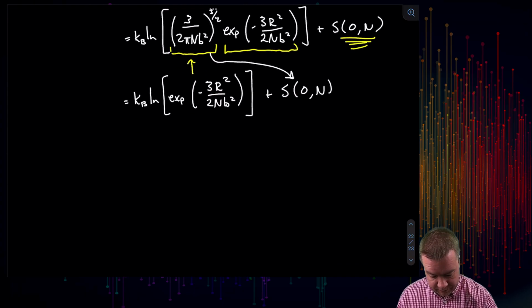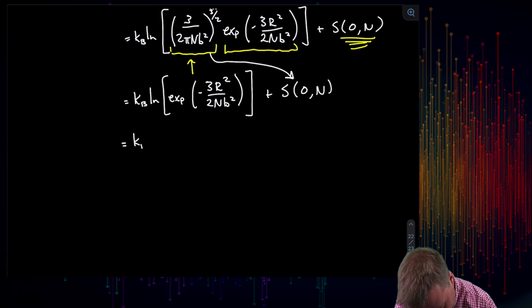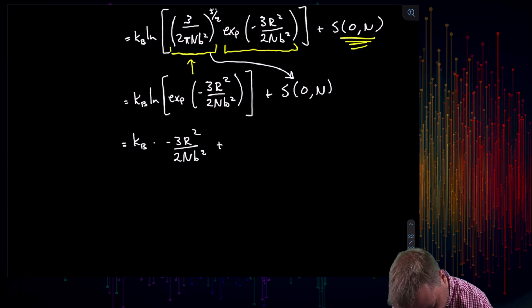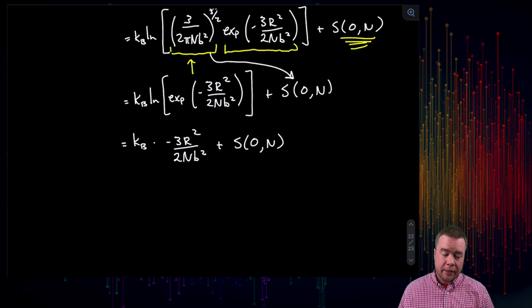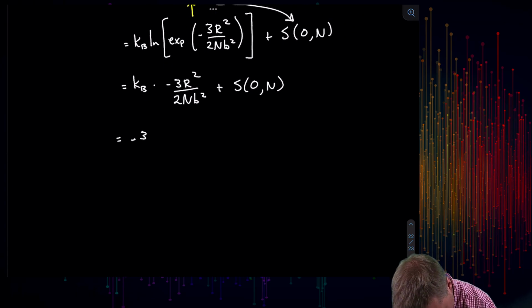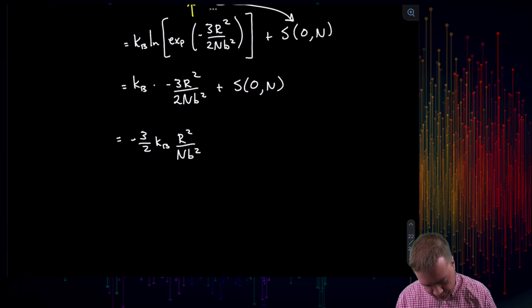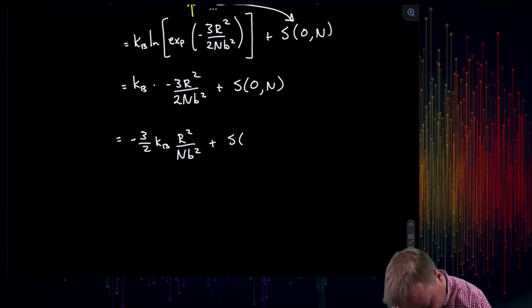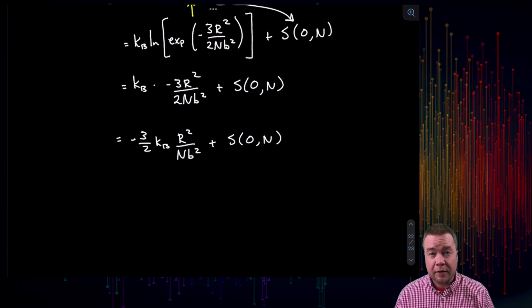And the logarithm of an exponential, that's easy. So this comes out to be Kb times minus 3r squared over 2nb squared plus S of 0 and n. So that's the entropy of an ideal polymer chain. We usually write it a little bit differently. We usually write it minus 3/2 Kb r squared over nb squared plus S of 0 and n.